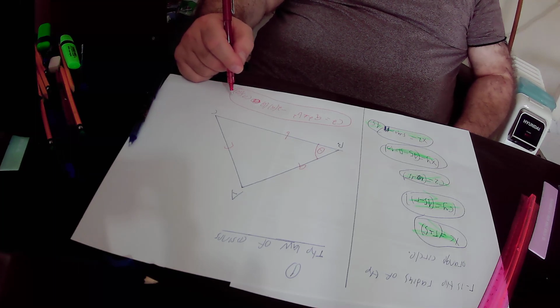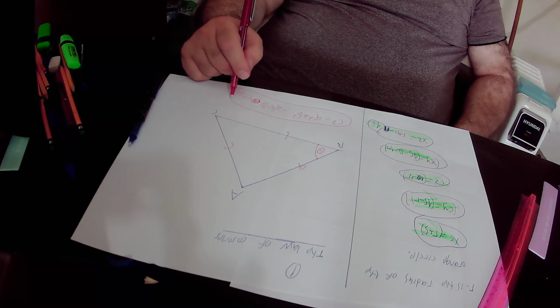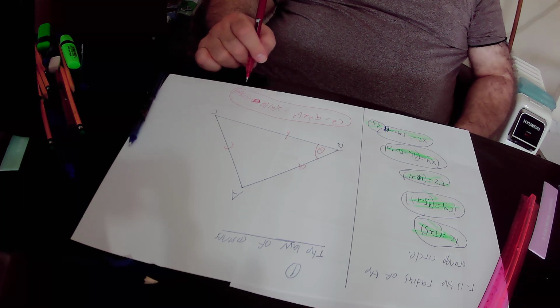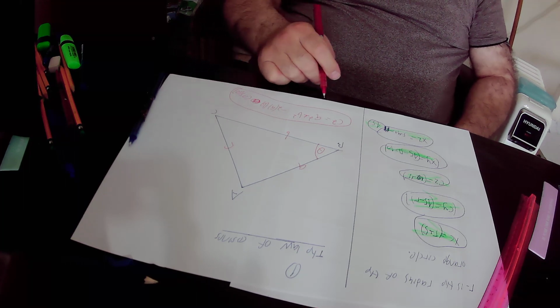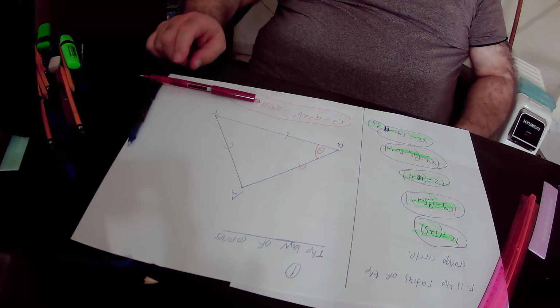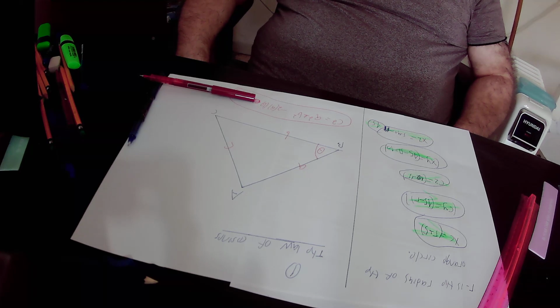Therefore, 2ab times 0 will still be 0. And therefore, we get the Pythagorean theorem that states that c squared equals a squared plus b squared. That is to say, the square of the hypotenuse equals the sum of the squares of the perpendiculars. Okay?